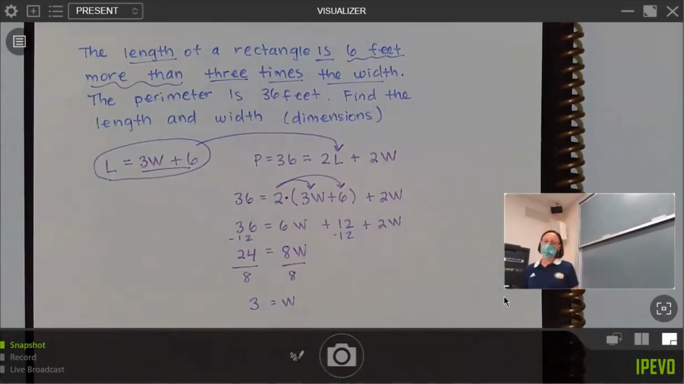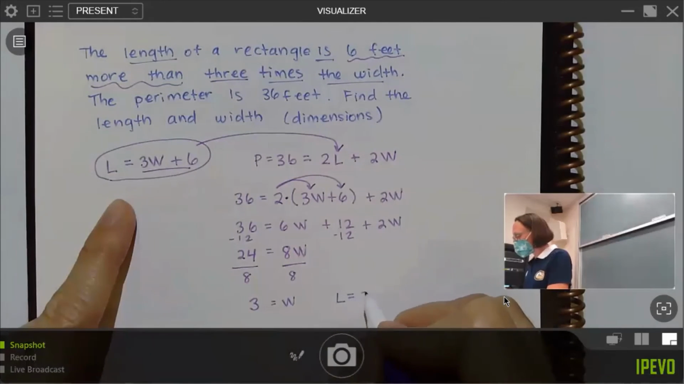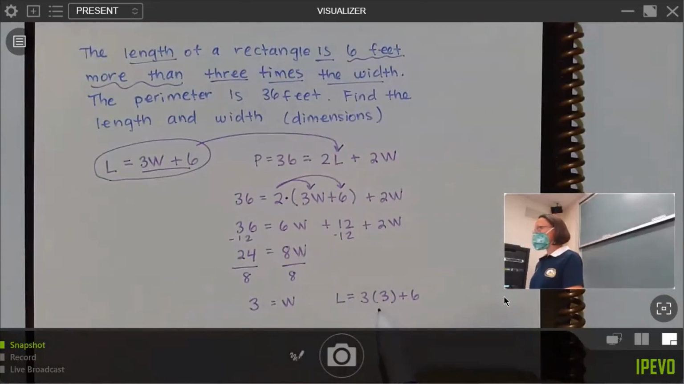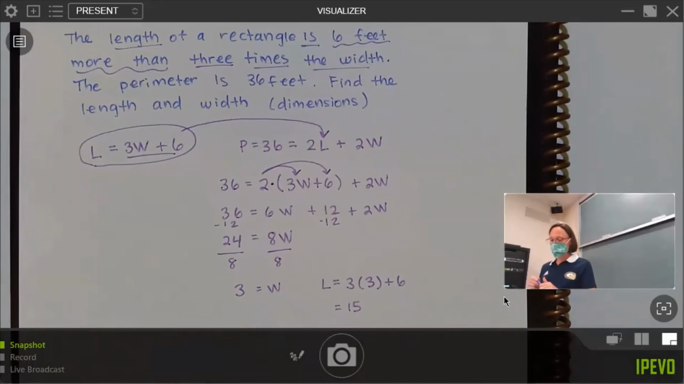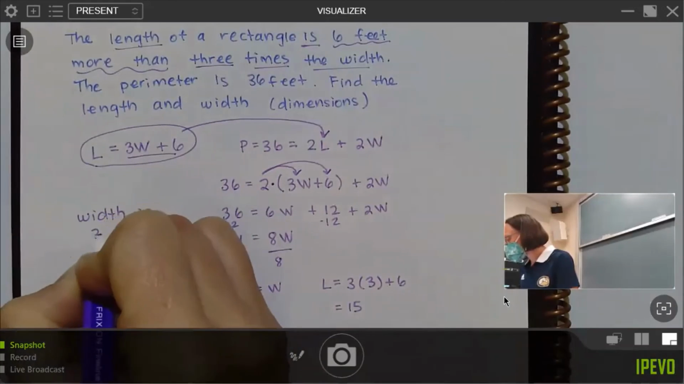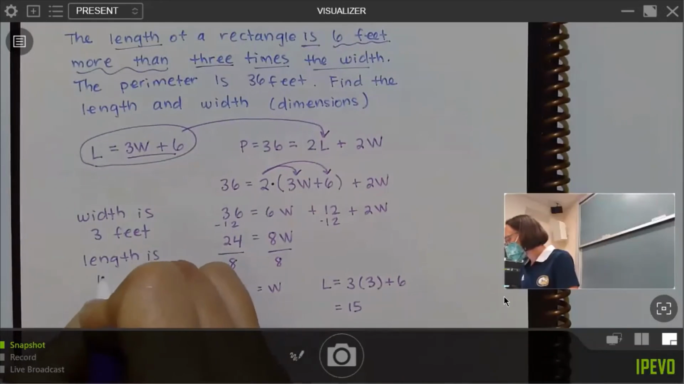Since we were asked to find both the length and the width, I've got a width, but I need a length. So I'm going to go back to the thing that says L equals, and that's 3 times my width plus 6. 3 times 3, 9. 9 plus 6 is 15. And then I am going to be careful to include units. The units in this problem are given in feet. So I'm going to make sure that I report that the width is 3 feet and the length is 15 feet.